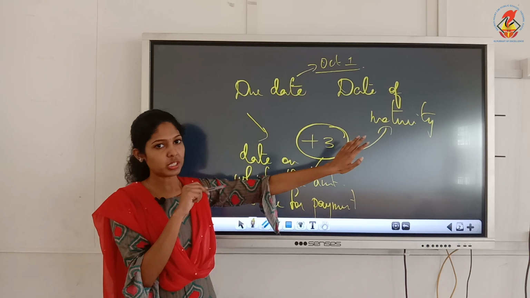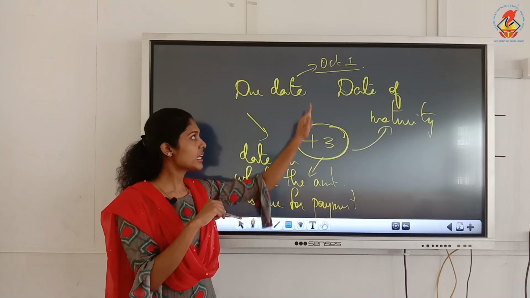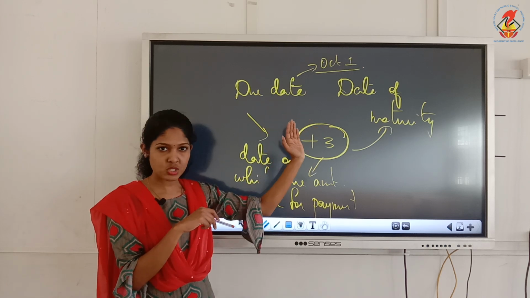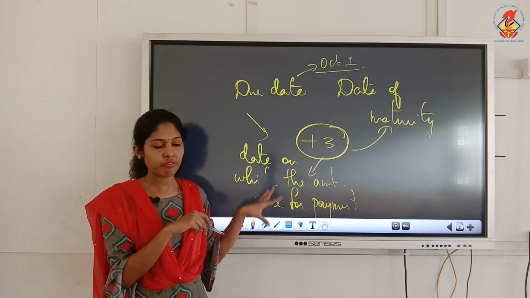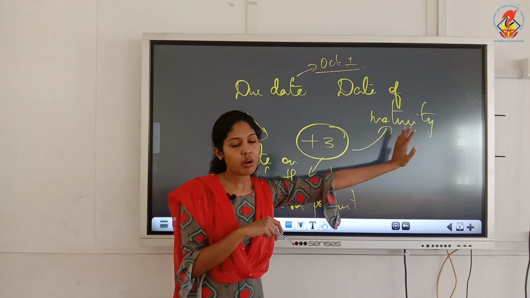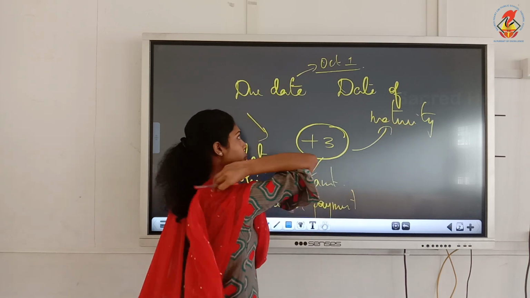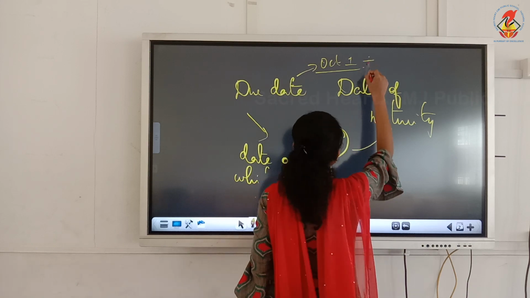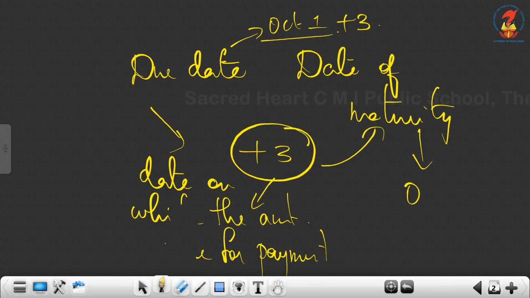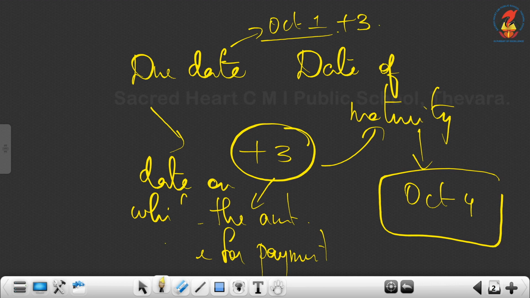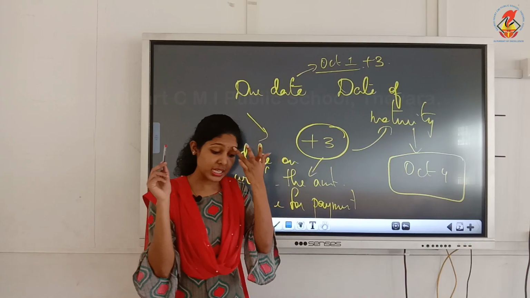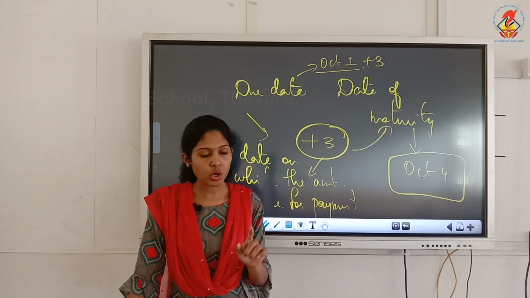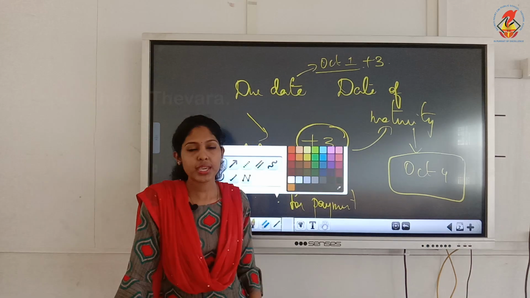Now date of maturity means you will have to add 3 days to this. That is a rule or custom that you have to add 3 extra days to the due date to get the date of maturity. So when you add 3 days to this due date, the date of maturity will be October 4th. If you look at the illustration solution, they have written the date of maturity as October 4. So this is how we get that date of maturity.